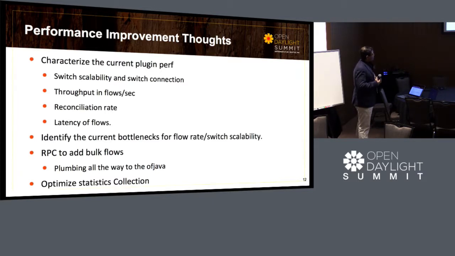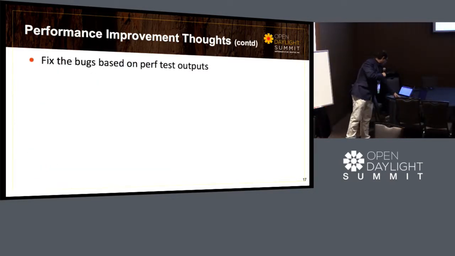The RPC to add bulk flows, part of it currently exists. There is a new application being introduced in the Boron scope, called SAP bulk flow add, bulk group add. But we haven't done much testing with it, so I'm not in a position to tell the numbers. That is a nice exercise of pushing flows together to the plugin and to the switches. We need to test that out and find out issues and fix those. The final one is statistics collection. In the earlier design also, it was a periodic stats collection for all the entities, so we will look at the outputs and fix the bugs as and when they come.